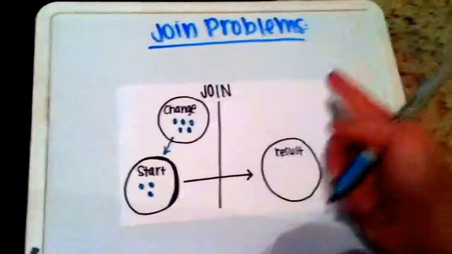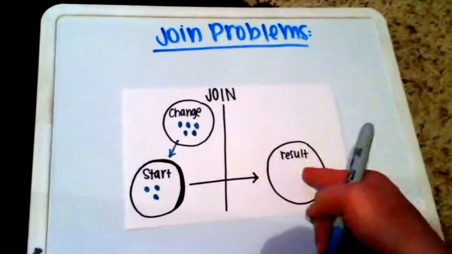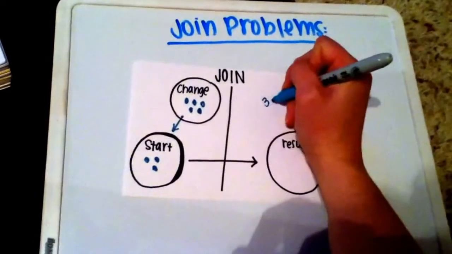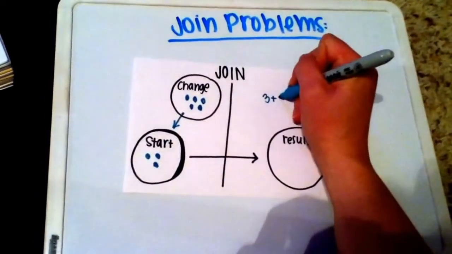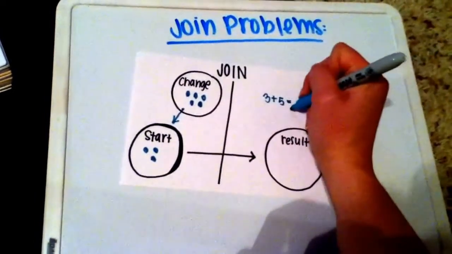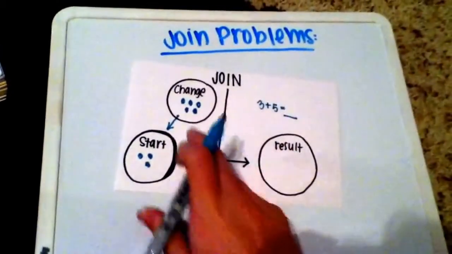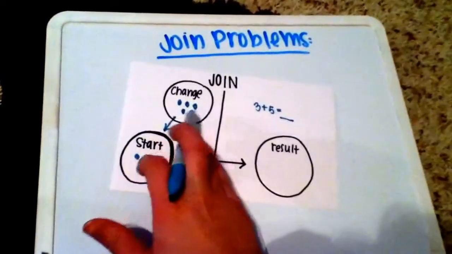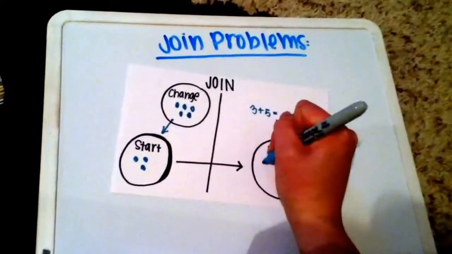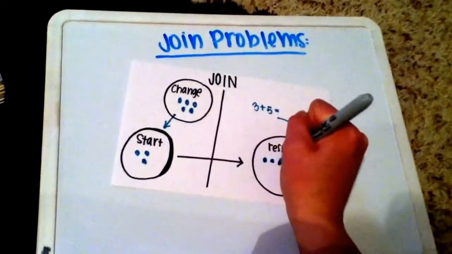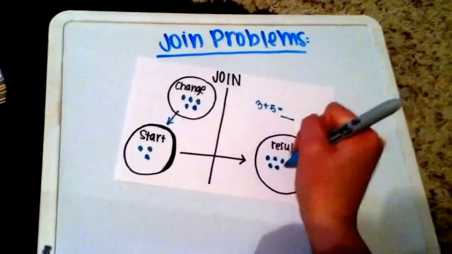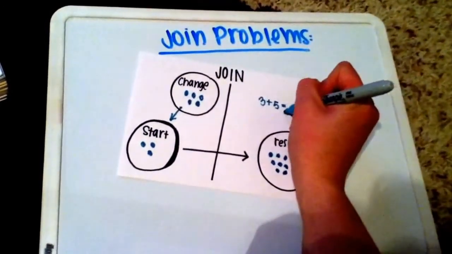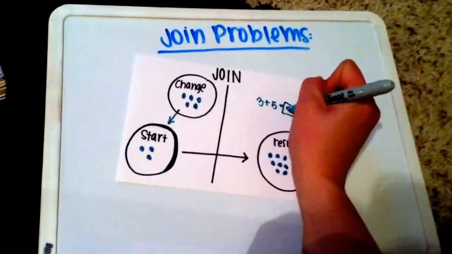Now since it's a join problem, that means we're going to be adding. So the result right here is going to be 3, which is what Molly had in the beginning, plus 5 is going to equal our result. So for this number, it's going to equal these dots. So now we can count up these dots. 1, 2, 3, 4, 5, 6, 7, 8. So the result is going to be 8 cookies. So now we can fill in our block right here with 8.